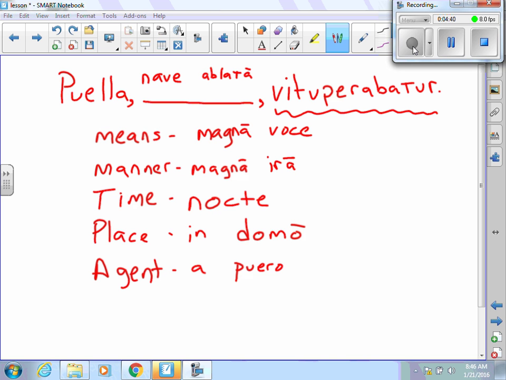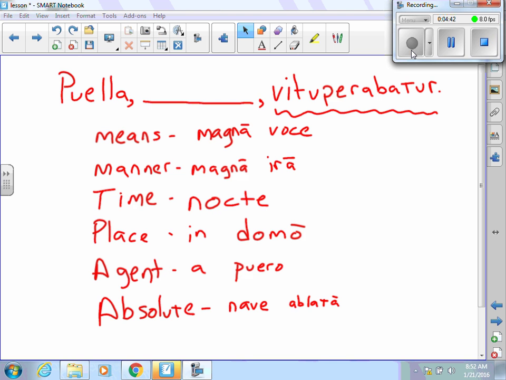So here's a list of the ablatives that you need to be aware of for your exam. Ablative means, ablative manner, time, place, agent, and absolute. And I gave you an example of each one. Ablative of means, the object that is used. So the girl was being chastised with a loud voice. Ablative of manner, with what emotion. The girl is being chastised with great anger.